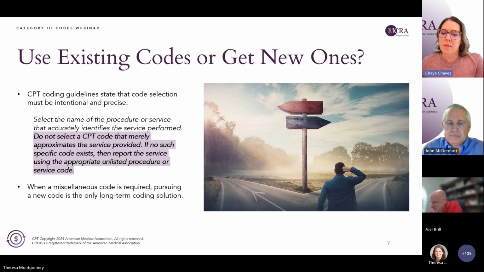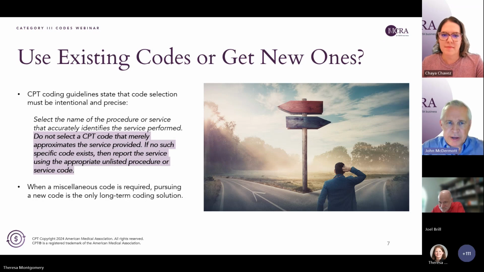So the AMA created this standard that we go by. That is, you can't just pick a CPT code if it merely approximates the service that's provided. If a code description does not exist that meets your technology's description, then the AMA advises that you use an unlisted code. Unlisted codes, as you might know, are kind of a miscellaneous or generic code that doesn't have great payment, and it's not a great long-term solution. So when you fall into this category, really the only viable long-term coding solution is to pursue a new code.